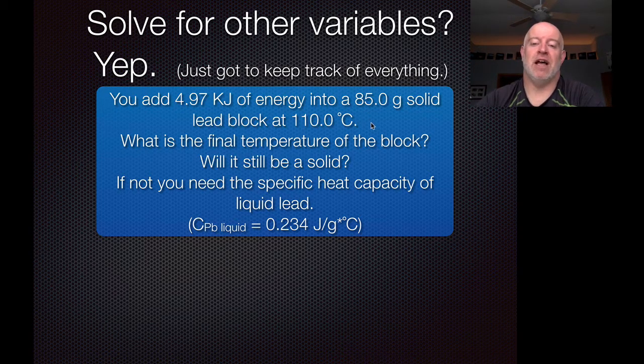So because of that, we have to take this thing piece by piece. What we're going to do is figure out the energy it takes to bring the lead from its current temperature to its melting point and get an answer, whatever that energy is. If that number is less than 4.97, then we know we got there. We can subtract it, and then we know how much energy is still available to keep going. Then we can go to the next step and say, how much energy is it going to take to melt the lead? Solve for that, and then compare it back to the energy that's left, and basically take it piece by piece.